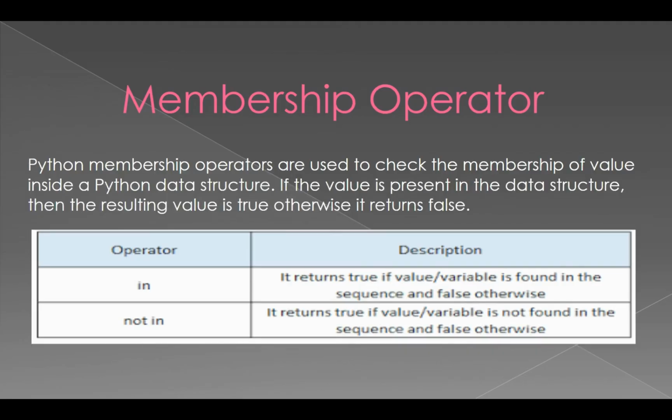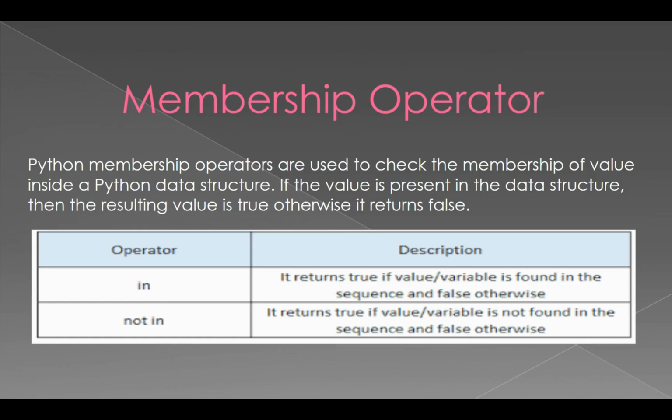Next is your membership operator. So the membership operator is mainly used whenever you have a group of items and you have to check whether a particular item is a member of that group or not. Or whether it exists in that group or not, right? So in and not in, these two are the membership operators, correct?